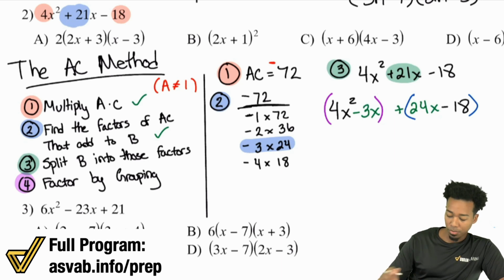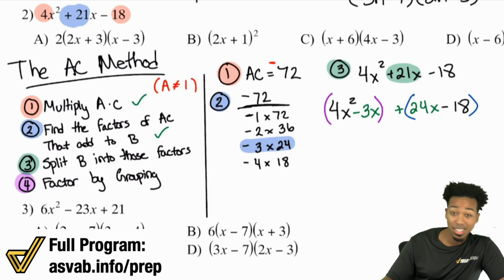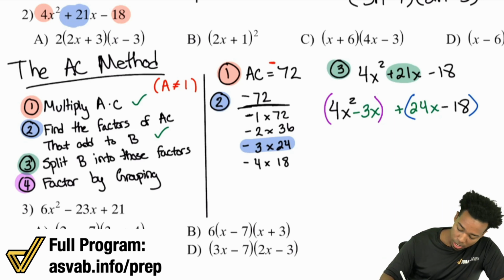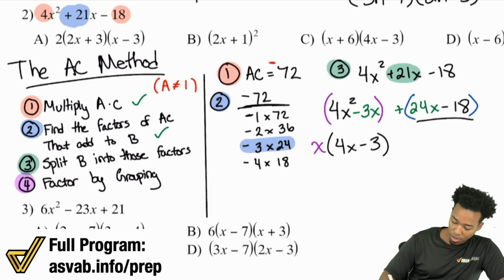What is in common between 4x squared and minus 3x? They each have x. They don't have anything else. 4 and 3 don't share anything, so we can only pull out an x. So once we pull out the x, 4x squared turns into 4x, minus 3x turns into minus 3. Okay, great.